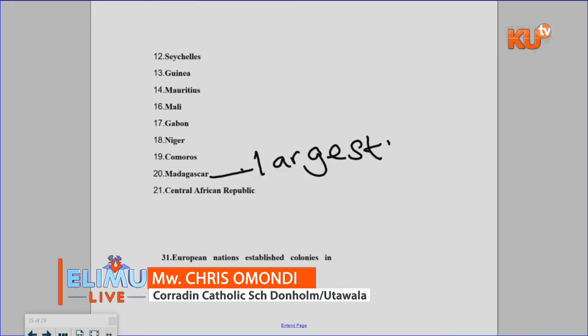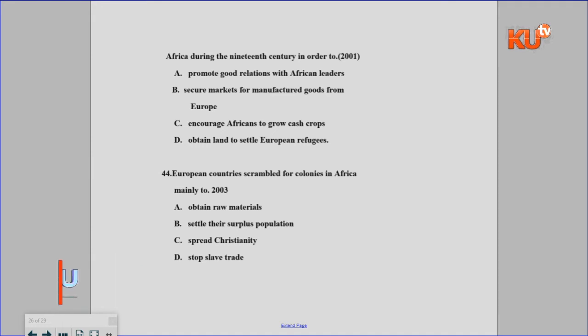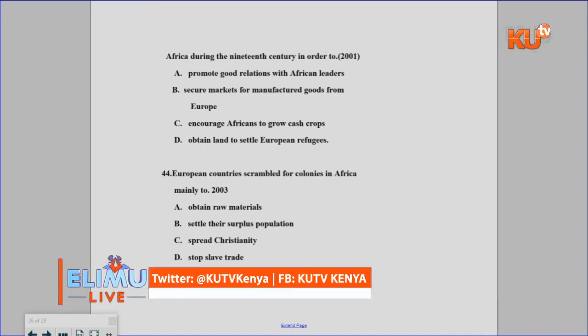2001, question 31. If you have a KCSE question, that is 2001. European countries established colonies in Africa during the 19th century in order to: A. Promote good relationship with African leaders. B. Secure market for manufactured goods from Europe. C. Encourage Africans to grow cash crops. Then D. Obtain land to settle European refugees. So, of course, when you check there, the only economic reasons, which is the main, is choice B.